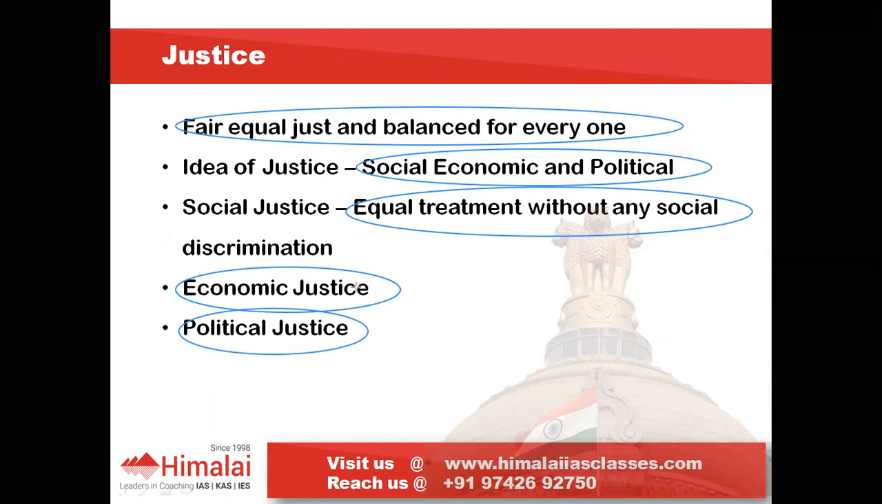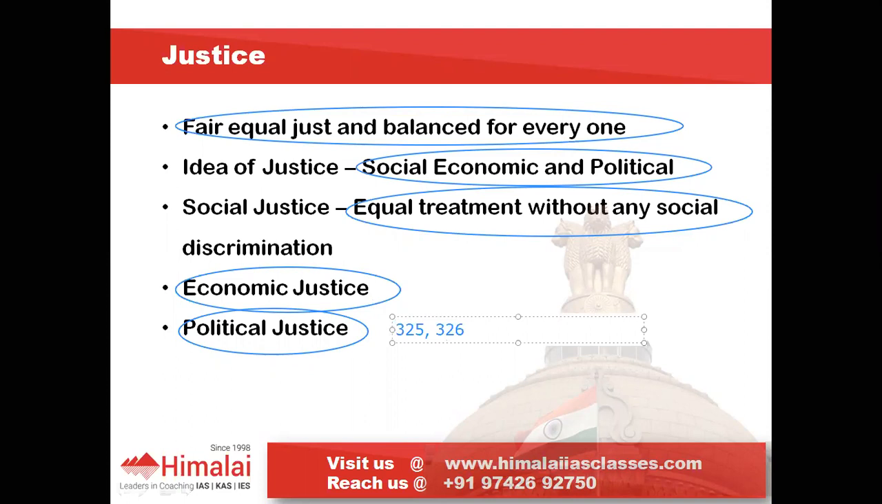Social justice has been provided by way of fundamental rights in India. Economic justice has been provided by way of the DPSP of India, the Directive Principles of State Policy. Political justice in India has been provided by Article 325 and Article 326. What do these two articles say?